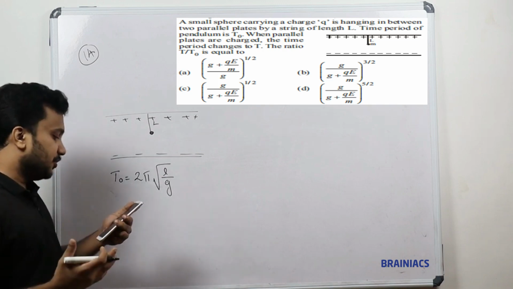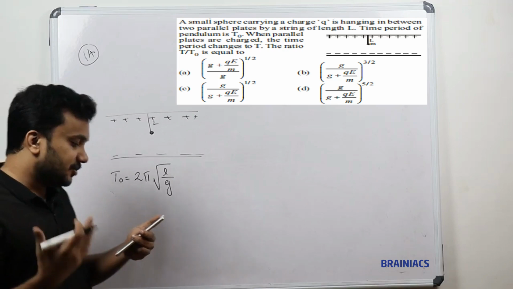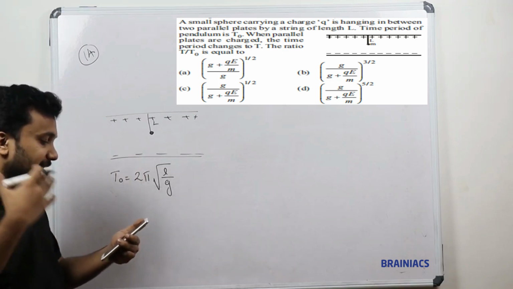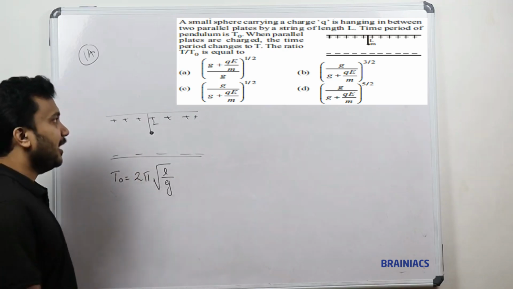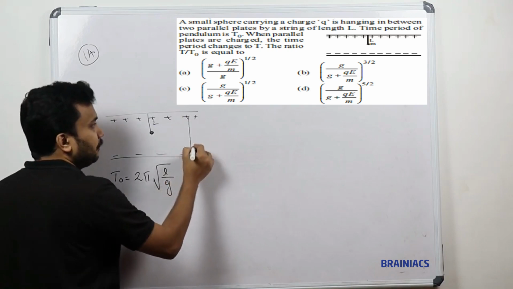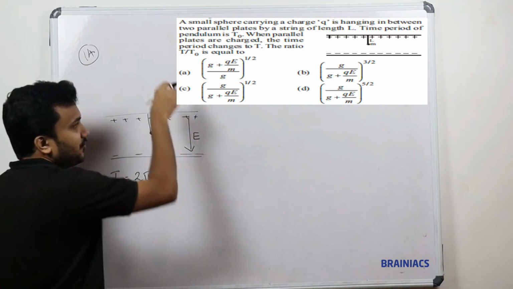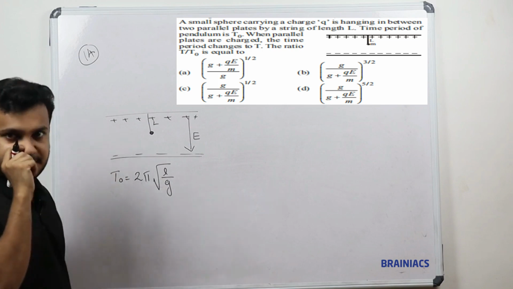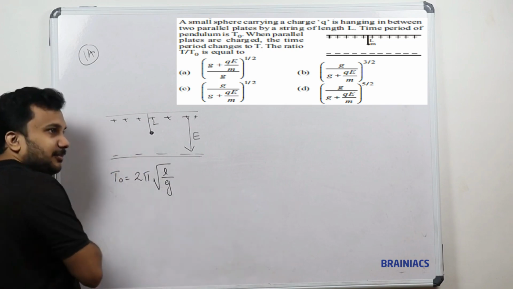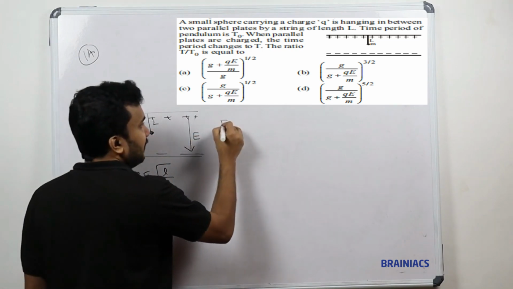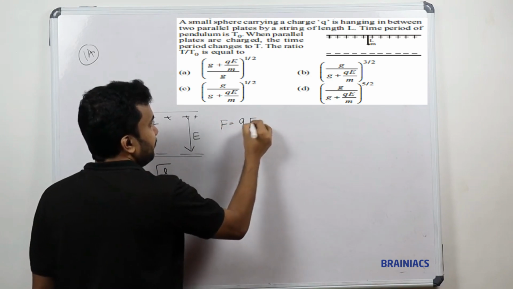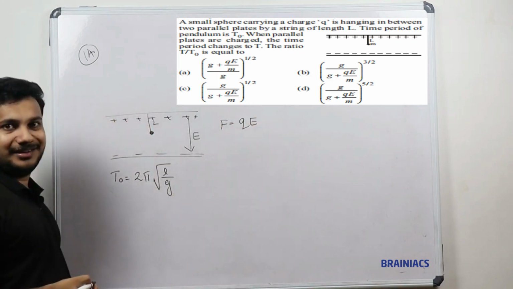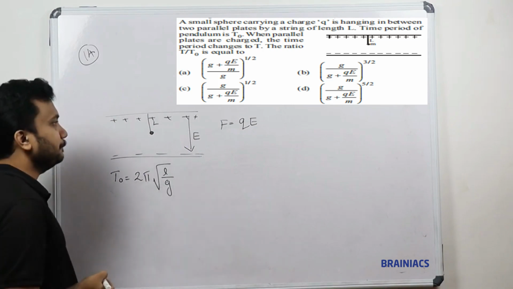The second part of the question is speaking about what? The time period of the pendulum is T0, whatever is given here, when the parallel plates are charged. When the parallel plates are charged, what will happen? An electric field will be generated, and a force will be there in this direction. The electric field will give rise to a force, so F will be equal to QE.